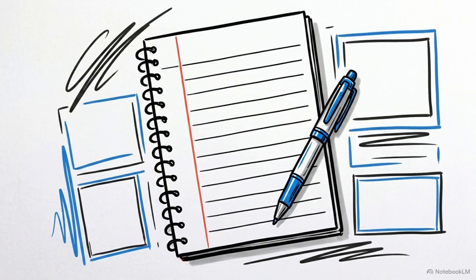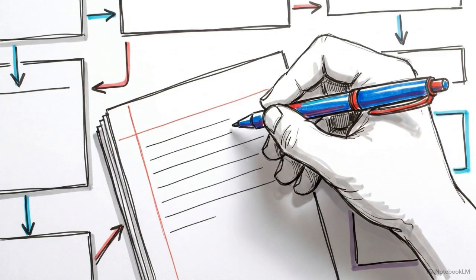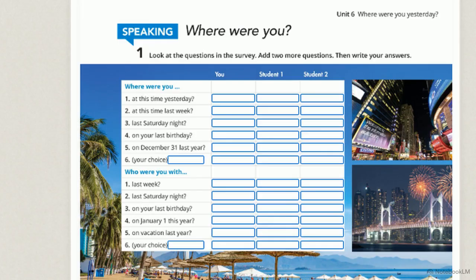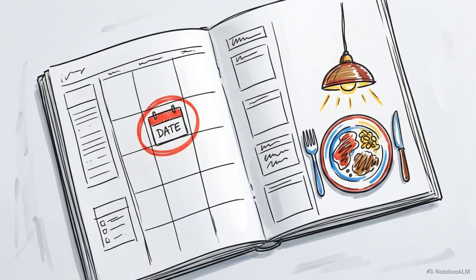Now it's time to put this into practice. Get your notebook ready. I'm going to bring up a survey, and you can pause the video to write down your own answers. This survey table asks questions starting with, where were you? Look at the first row. Where were you at this time yesterday? Answering for yourself, use the pronoun I and the verb was. You could write, I was at home. In row 3, where were you last Saturday night? Maintaining subject-verb agreement, you might write, I was at a restaurant.